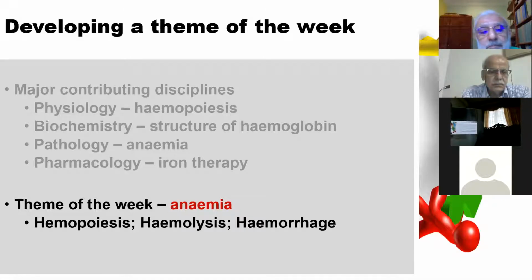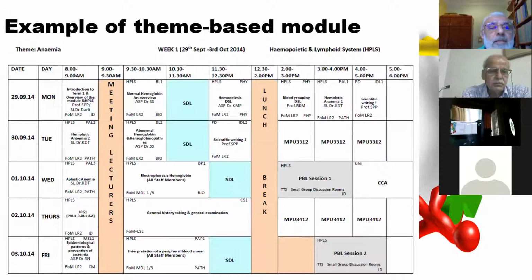So basically, it's a backward approach. We ask the concerned disciplines to identify the topics, and then we find the right theme which can cover all those topics. So following this example, our theme of the week becomes anemia, and this is an example of a timetable under the theme of anemia. Now, the first thing to identify in this timetable is that it is very comprehensive. Each box can tell you the whole information.